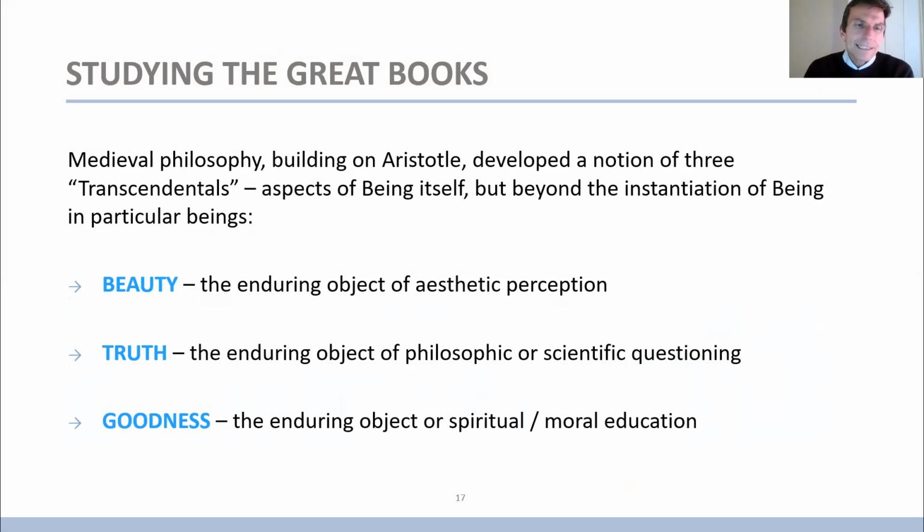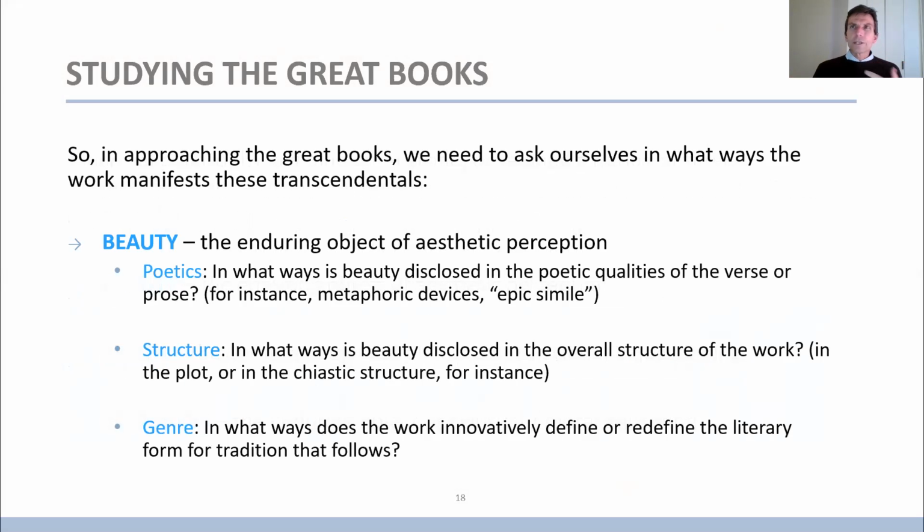So for myself, one way I try to think about that is: is there an enduring object of aesthetic perception there? The enduring object of philosophic or scientific questioning, truth, goodness, the enduring object of spiritual or moral education? Are those enduring objects, the truth, beauty, the good, somehow made manifest, or am I somehow brought to question those? If I'm looking at the beauty of a work, its poetics, its language, the quality of the verse, the metaphor, an epic simile, and we'll talk about those, does that stand out for me in the work? The structure, is there a beautiful organic structure to the work?